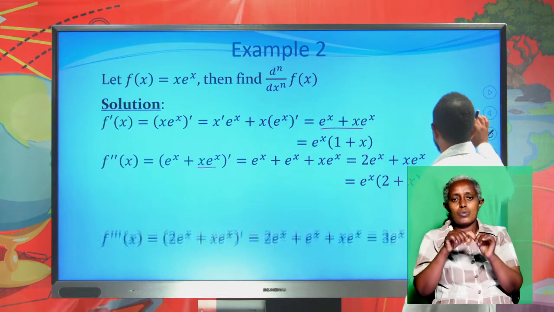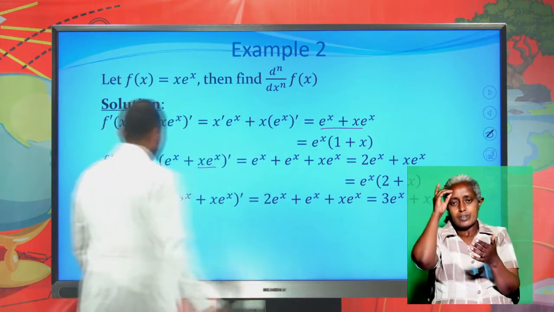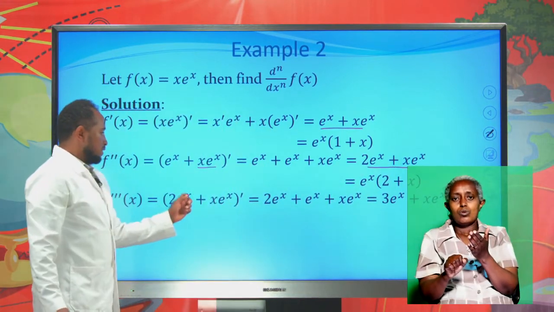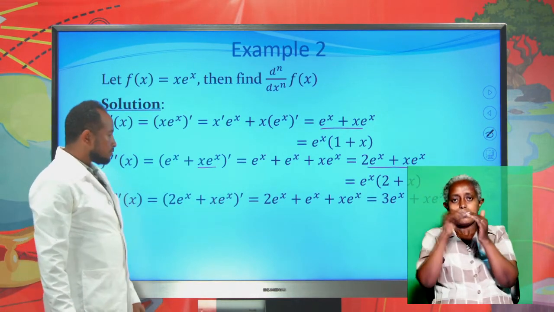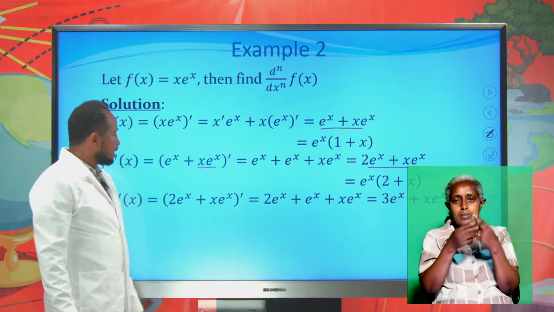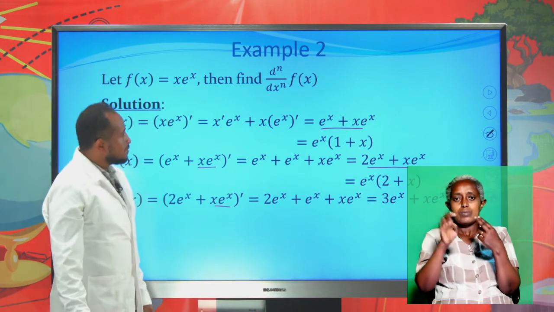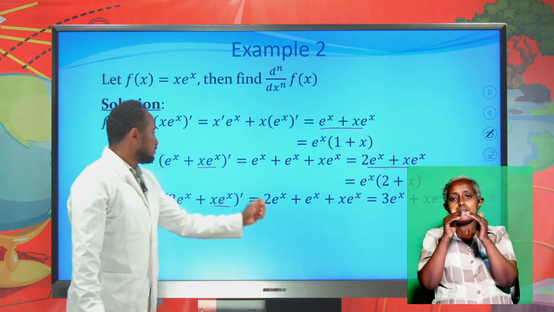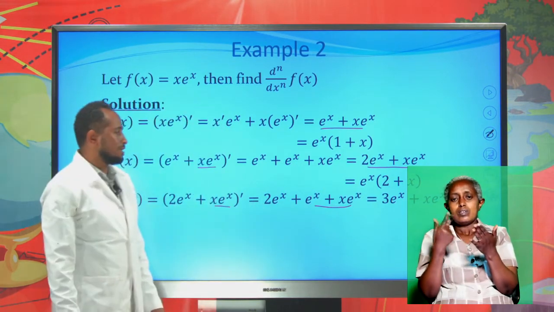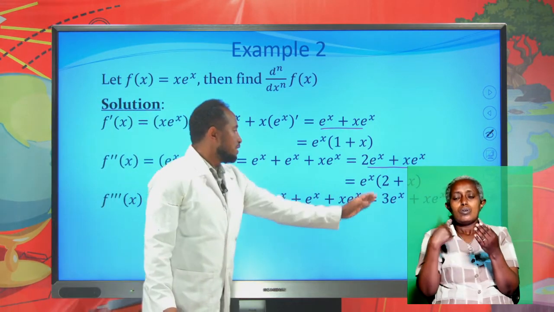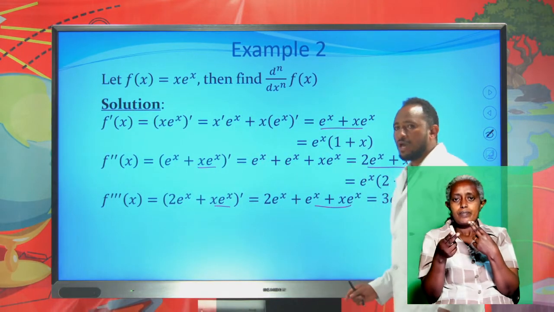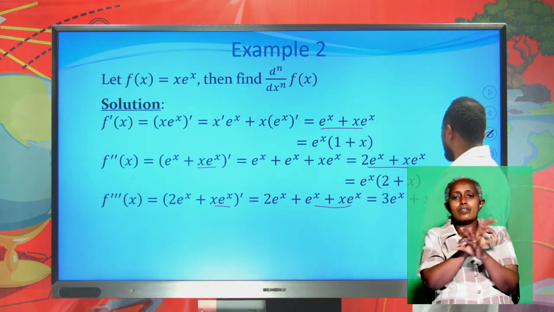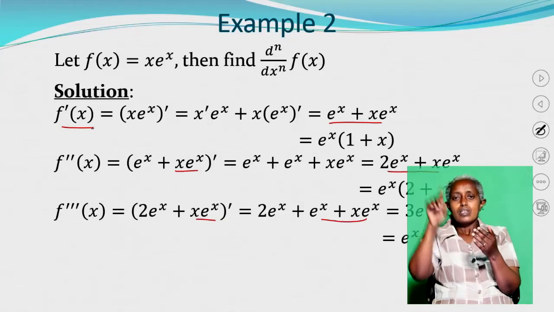Now let's continue and find the third derivative. For the third derivative, you differentiate the second derivative, which is 2 e raised to x plus x times e raised to x. The derivative of this is 2 times e raised to x, plus the derivative of x times e raised to x, which we have found: e raised to x plus x times e raised to x. Therefore, when you add this, you get 2 times e raised to x plus e raised to x, that is 3 e raised to x, plus x times e raised to x. Again, factoring e raised to x as a common factor, you'll have e raised to x times 3 plus x.